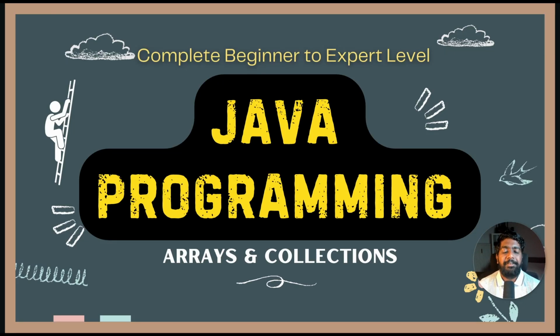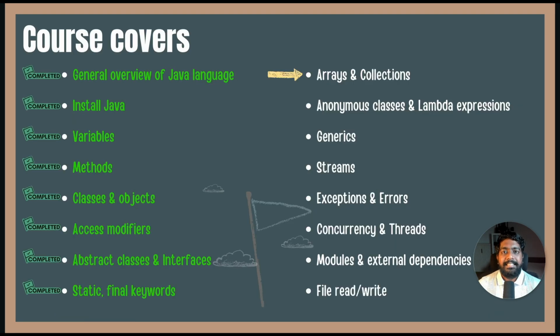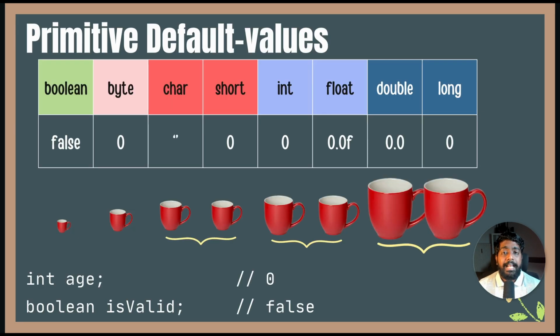In this video, we are going to learn everything about arrays and collections in Java. This video is part of a complete Java course I have published on YouTube. If you are interested in becoming a Java expert, I would encourage you to check out the rest of the videos as well. The Java language has 8 different primitive data types.